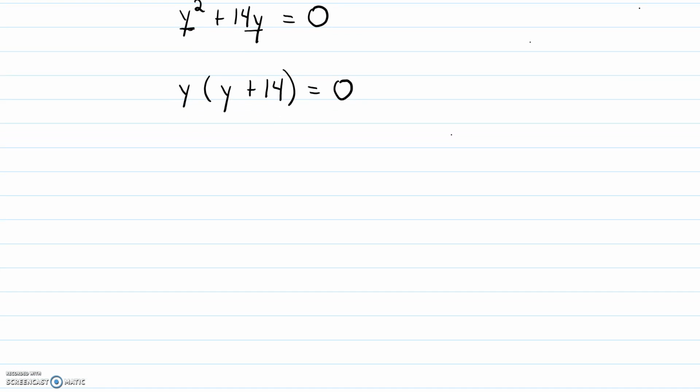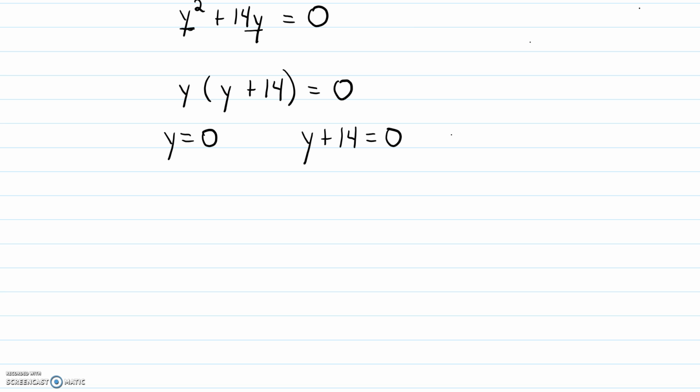Once we have a product, so two factors and it equals 0, we can take each factor and set it equal to 0 individually. Now both of these are linear equations, so we're just going to isolate the y and we're finished.